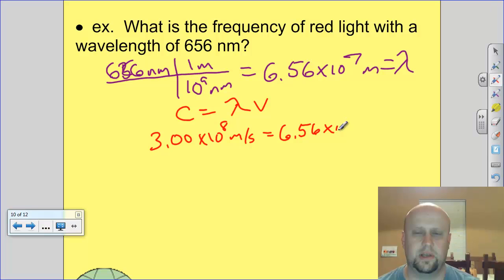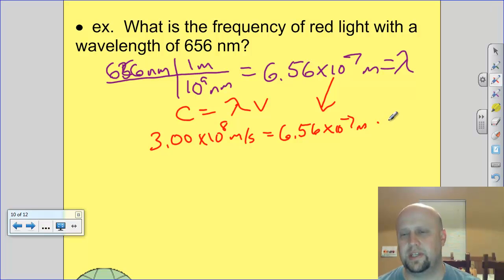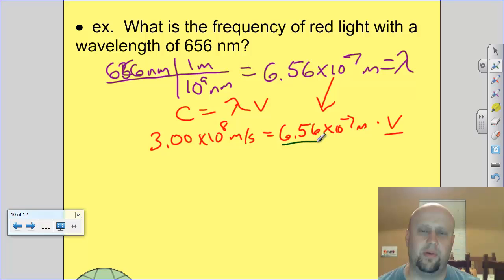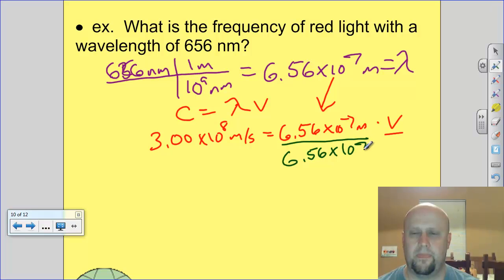6.56 times 10 to the -7th meters. That's what we just found up here. That goes right in there, and that's times V, and V, of course, is what I'm looking for. So we're going to punch that into the calculator. Now, algebraically, what do we need to do? If I want V by itself, which is what I'm solving for, I'm going to divide both sides by the wavelength. So divide both sides by that.